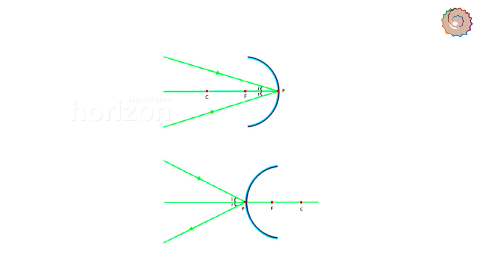Next, a ray incident obliquely to the principal axis towards a point P, the pole of the mirror, on a concave mirror or a convex mirror will be reflected obliquely. The incident and reflected rays follow the laws of reflection at the point of incidence, the point P, and make equal angles with the principal axis.